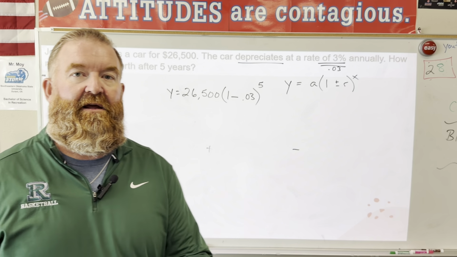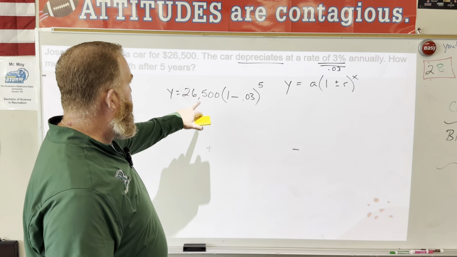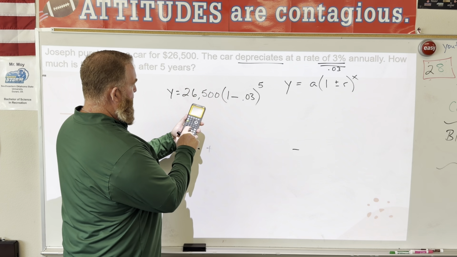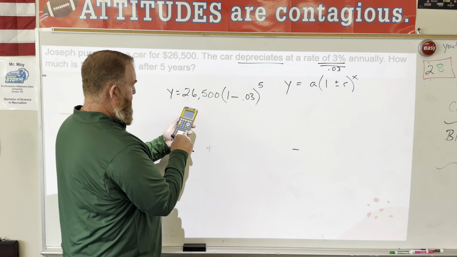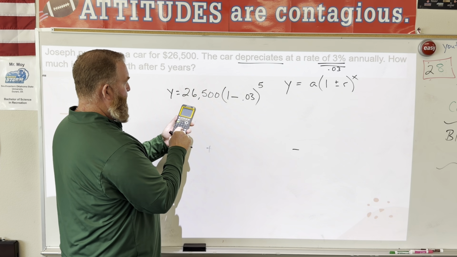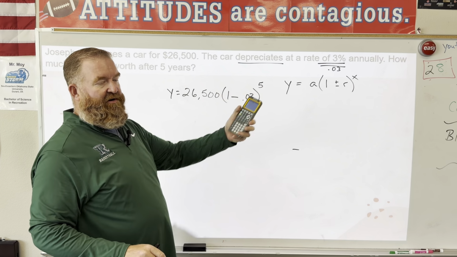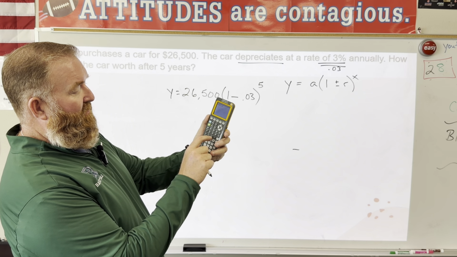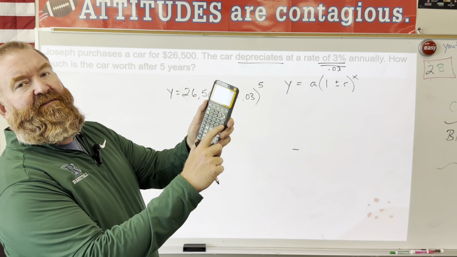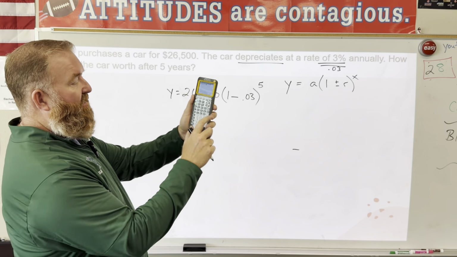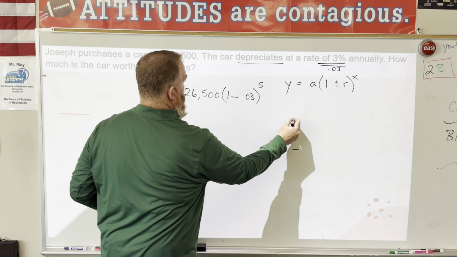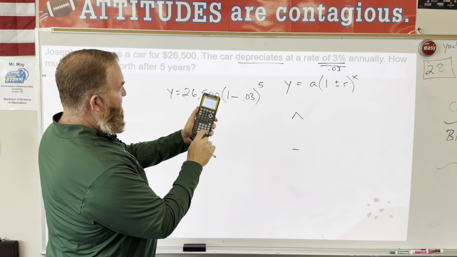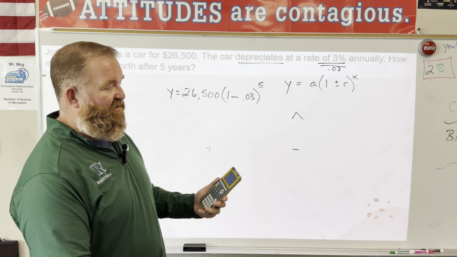So I'm just going to go to my handy dandy calculator and type it in just like I see that. So here we go. 26,500 parentheses 1 minus 0.03 and then exponent of 5. Let's see, where'd it go? Oh, there it is. Above the division sign, we got that little caret. It looks like this. I'm going to go there, and I'm going to hit a 5. Make sure it's on the outside of the parentheses.